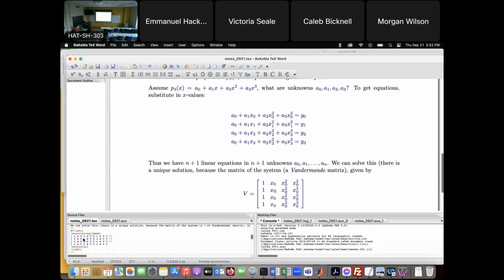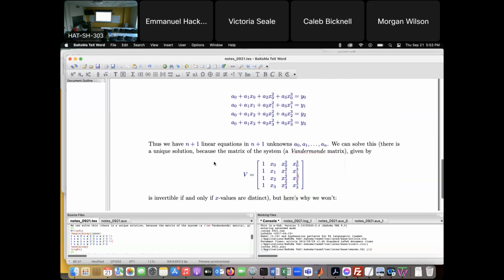Okay, so I have x0, x1, x2, x3, and then squared. All right, so this is the matrix of this system. There's a function in MATLAB called vander that actually generates this matrix given the x values. So as I mentioned, MATLAB sets up this system of equations in this Vandermonde matrix and solves it for the coefficients, and that's it.